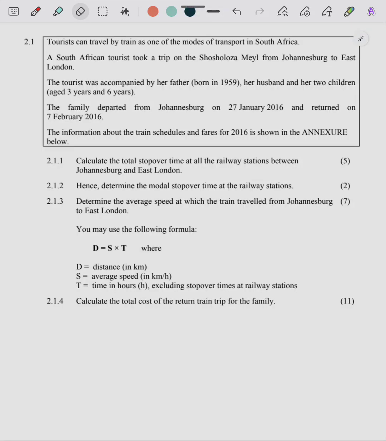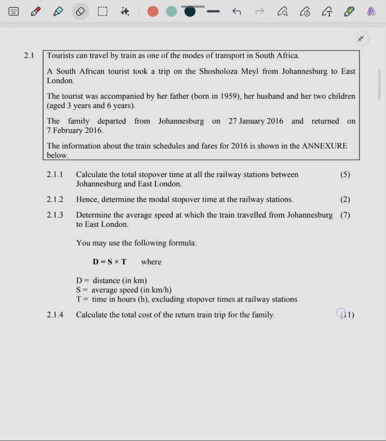Alright, our next question here is 2.1, and it's all about the tourists traveling by train, and some tourists taking a trip on the Shosholoza Meyl from Joburg to East London. They tell us the tourist was accompanied by her father, who was born in 1959, her husband, and her 2 children. We know when they departed and when they arrived, and the annexure tells us about the train schedules and the fares from below. So the first thing they want us to do is to calculate the total stopover times at all the railway stations between Johannesburg and East London.